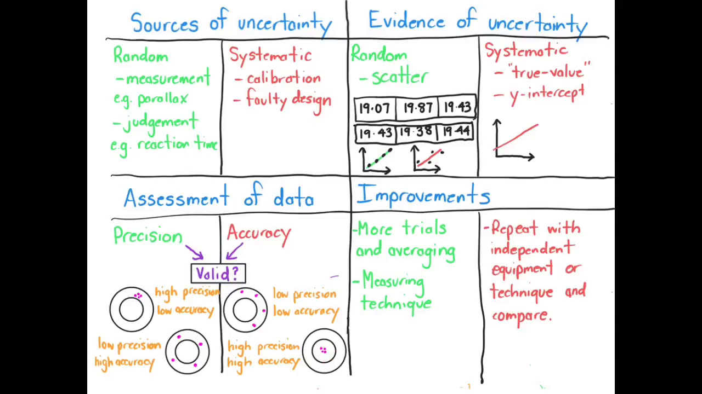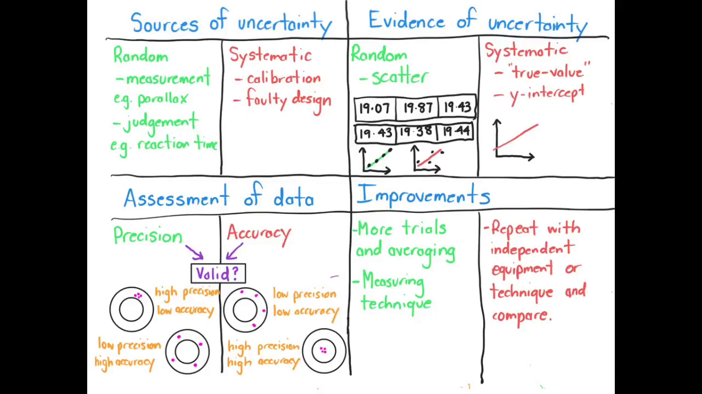So next, I won't say finally, because you don't always have to have improvements last. In general, the improvements are going to be quite specific to each experiment, but doing more trials and averaging will reduce the effect of random errors. Also, often improving our measuring techniques or equipment. So, making sure our eyes are level, using some sort of video rather than just relying on reaction time for the start of an experiment, using equipment that has a greater precision.